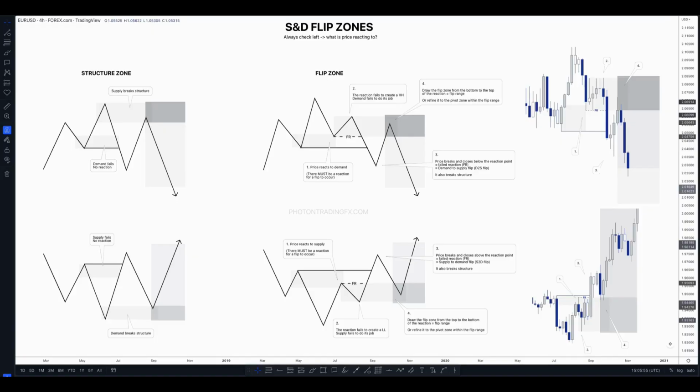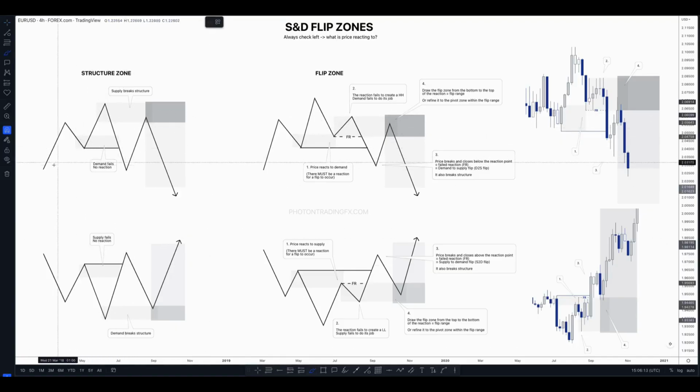Now, when we drew those supply and demand zones everywhere, the main filter we use to look for institutional zones is that we want to see the zone break at least some form of structure, at a minimum a fractal high or low. So that's the first thing we've been looking at: structure zones.